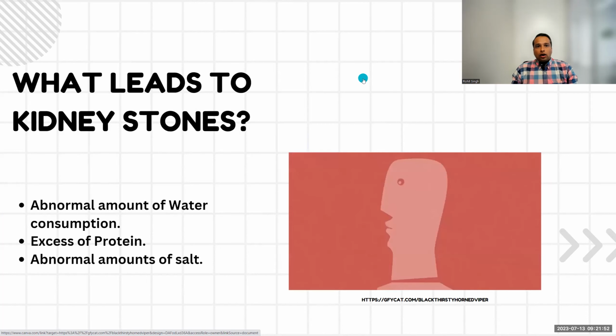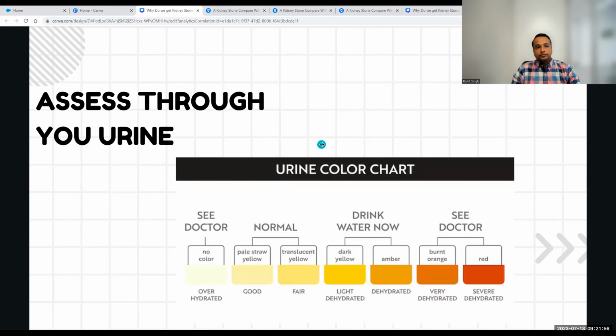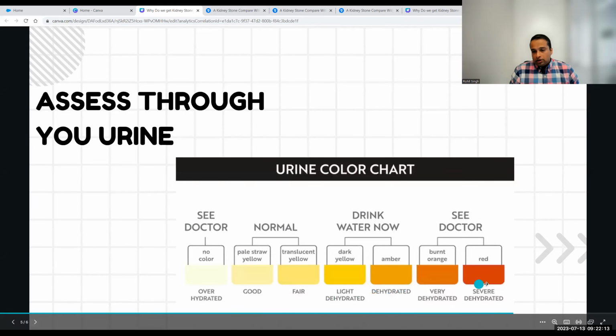So how do we assess that we are hydrated or not? Because that's the first most important thing to know, is that are you hydrated enough so that your kidneys can function properly. So you can assess it through your urine. So here is a color chart.